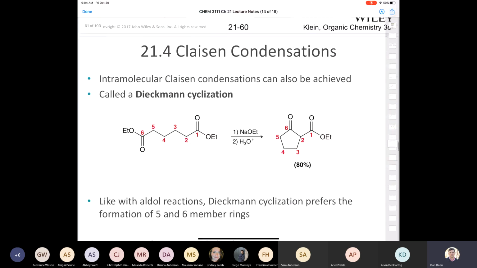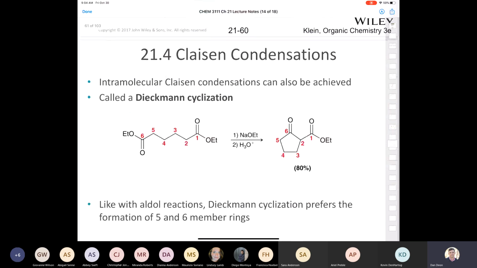Well, we looked at an intramolecular aldol condensation reaction. What about if you do an intramolecular Claisen reaction? It's got its own name. It's named after another scientist, and it's called the Dieckmann cyclization.